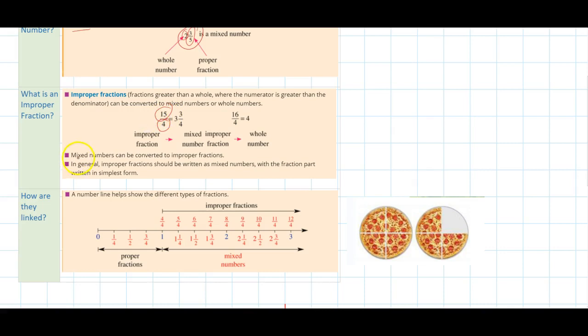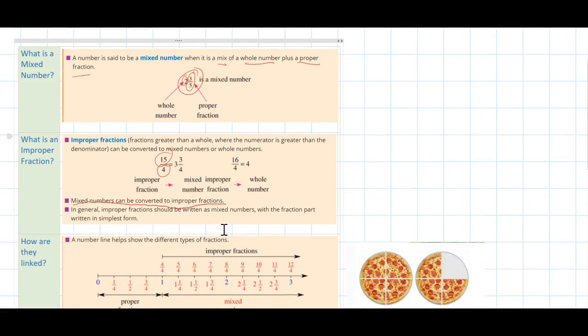Now, mixed numbers can be converted to improper fractions, and generally if you end up with a result of an improper fraction, try and convert it to a mixed number, because that's usually the maths manners that we follow when we're working with fractions. So write down those two definitions, and then we're going to show you the link between the two.